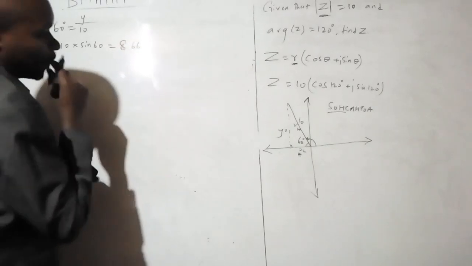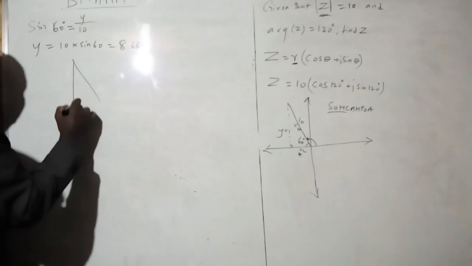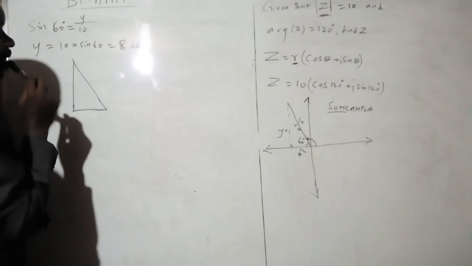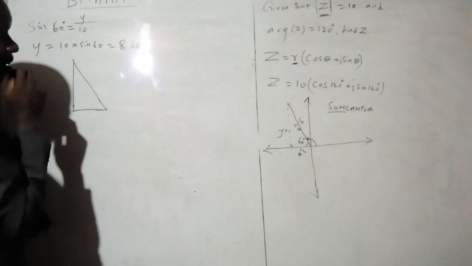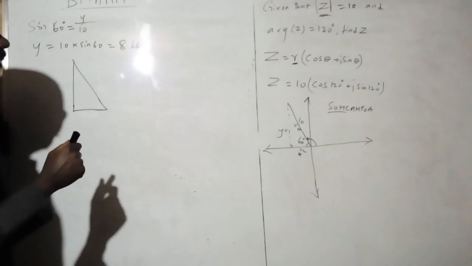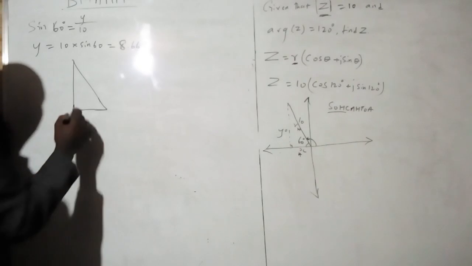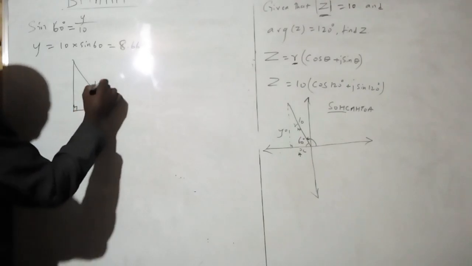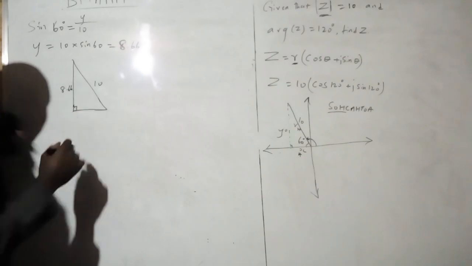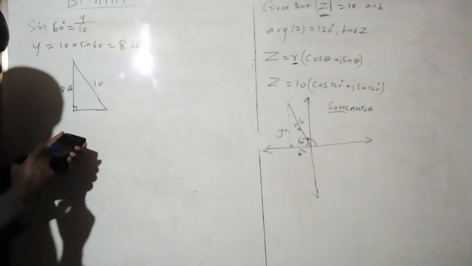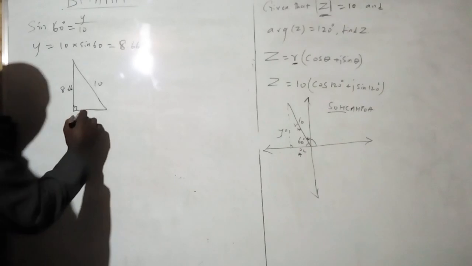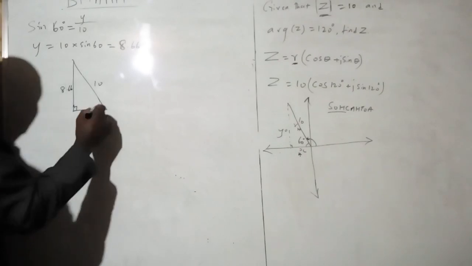Then you can draw it here. We say that this will be our 10, y is 8.66. We get this side as the square root of 10 squared minus 8.66 squared. We get around 5. This angle is 60 degrees.